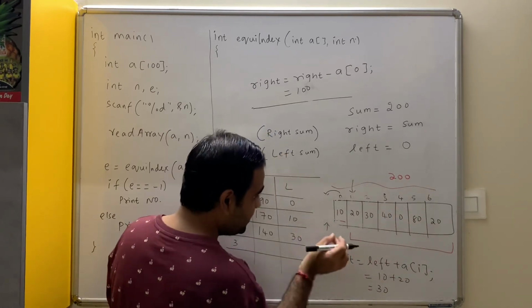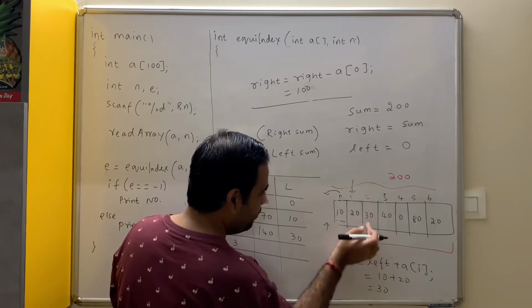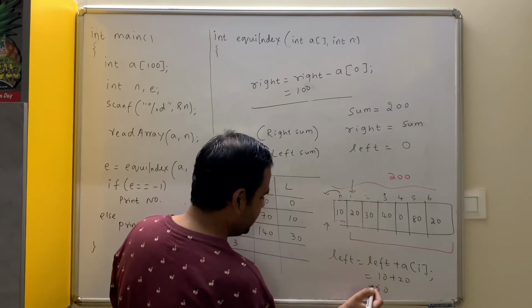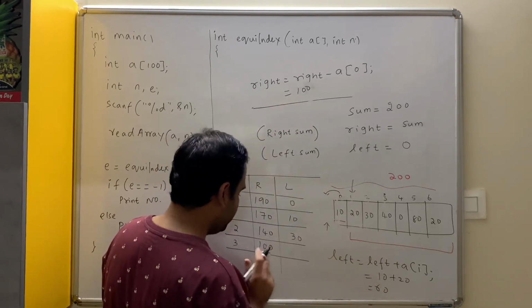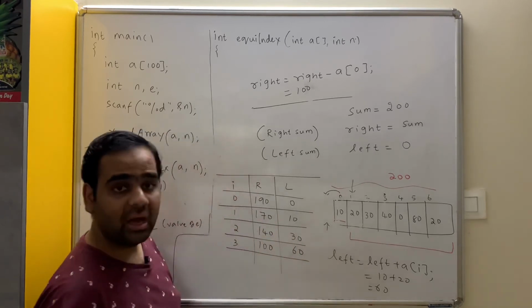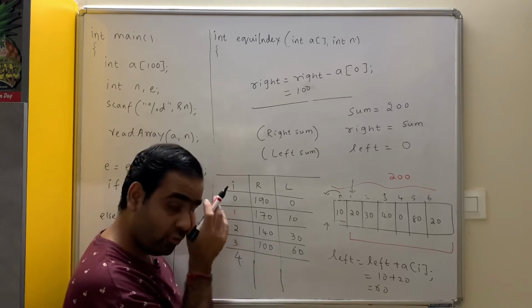Now what is the LHS sum? 10 plus 20 plus 30. Already you have 10 plus 20, now you add 30 as well. It becomes 60. Are you getting it? Now RHS is 100, LHS is 60. Are both equal? No.